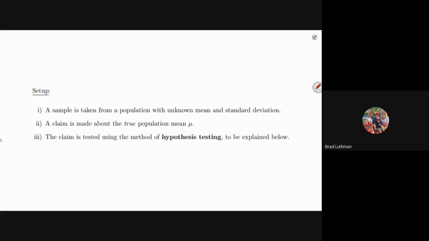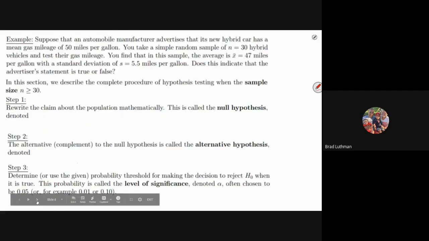So we're going to take a sample taken from a population with an unknown mean and a standard deviation, and there's going to be a claim in our problem about the true population mean. Then we're going to do a hypothesis test to be able to accept and say, yes, this population claim is probably true, or we're going to reject and say, no, try again. Our sample does not support your hypothesis. So I broke it down very step by step just so you can see some different pieces.